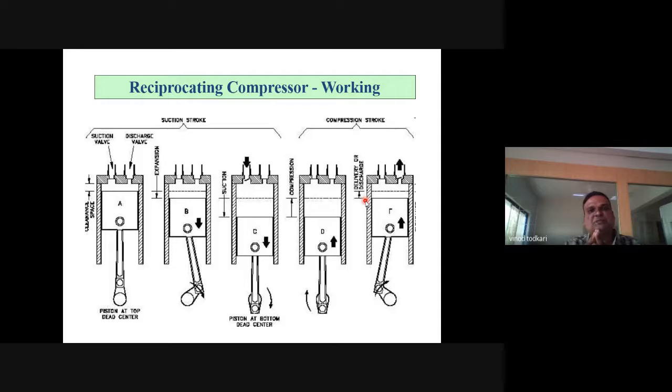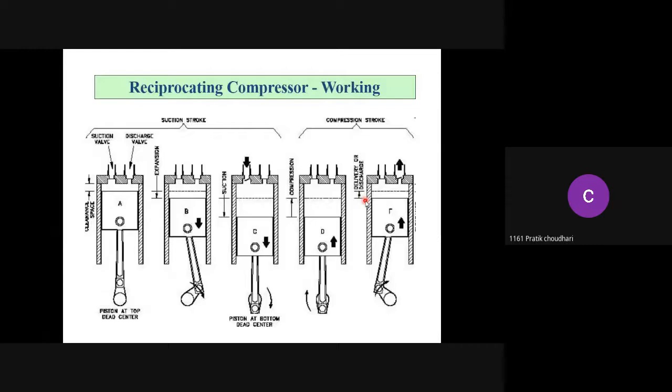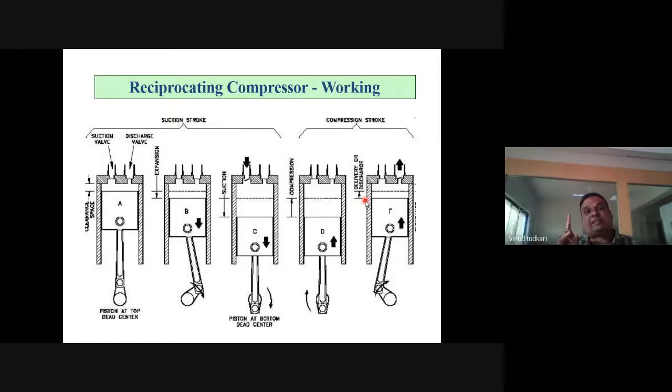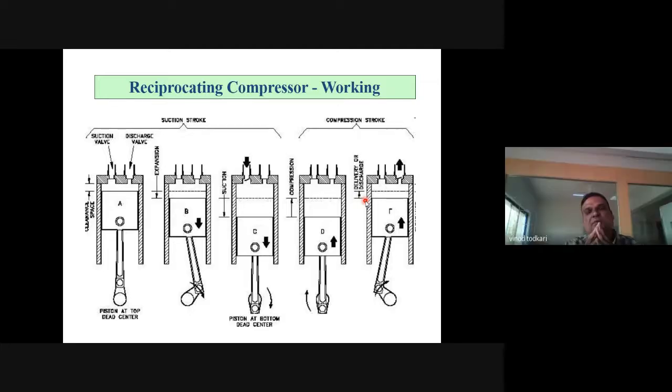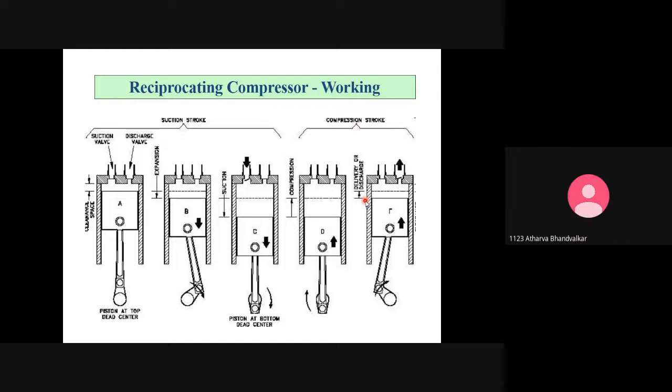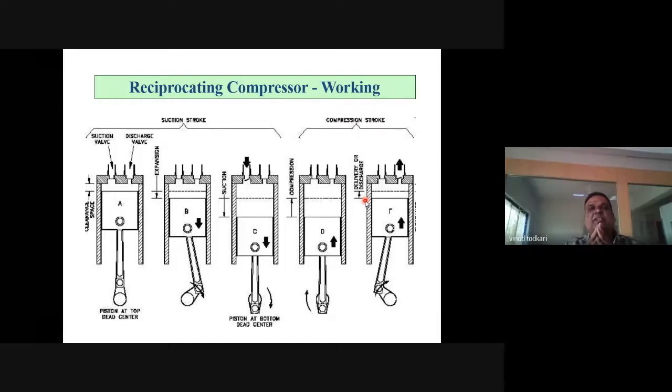Okay. Tell me what happens in a suction stroke. In a suction stroke, crank moves from which position to which position? I'm asking about the crank. Clockwise, 0 to 180. Excellent. In the suction stroke, crank moves from 0 to 180.